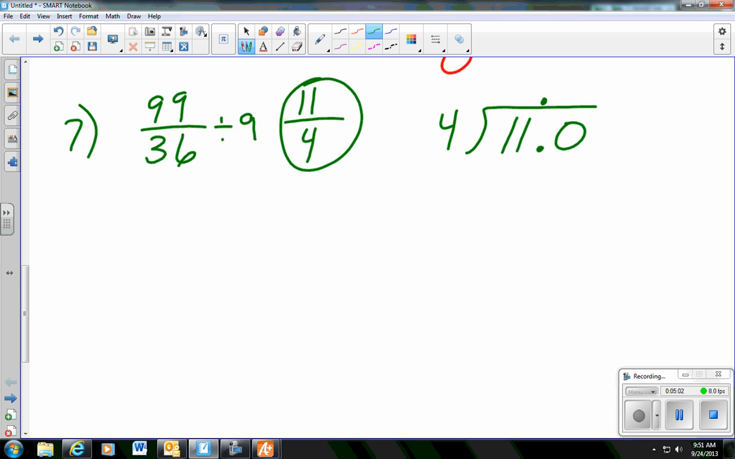So 4 won't go into 1, but 4 will go into 11, and it will go into 11 twice. So 4 times 2 is 8. 11 minus 8 is 3. Bring down the 0 and get 30. 4 will go into 30 7 times.